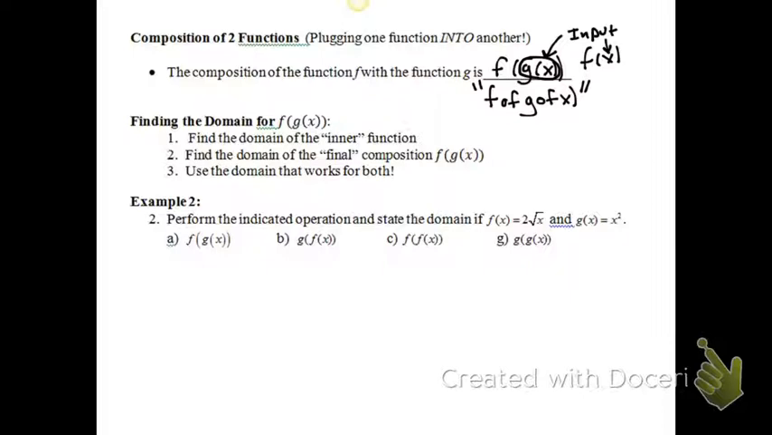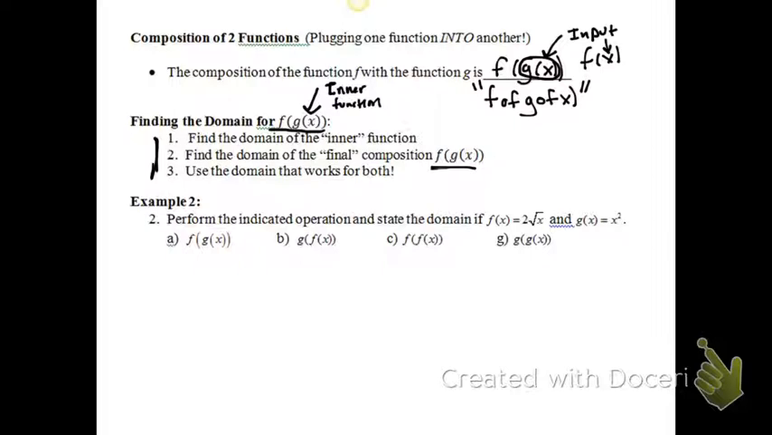When you find the domain for a composition f of g of x, you always want to start with these three steps. It's probably the easiest thing to do. We're going to find the domain first of the inner function, which is g of x. That's what you're just plugging into the other function. So I call this the inner function. And then you're going to find the domain of the final composition. So whatever f of g of x equals, you're going to look at that domain. And then similar to what we did for adding, subtracting, multiplying, and dividing, we're just going to use the domain that works for both.